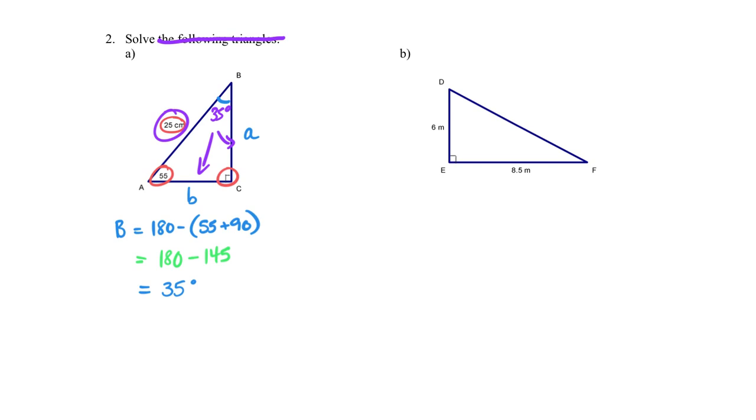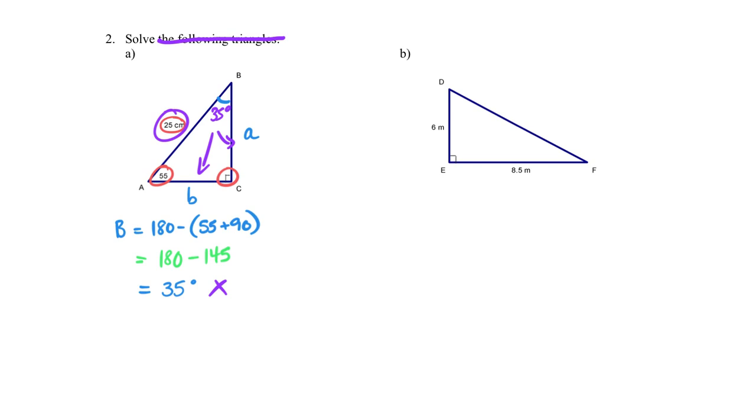I wouldn't do that if I were you, just because it is possible that you made a mistake when you went through and found B. And if you made a mistake and then you use that wrong value, then everything else you find is going to be incorrect. So my advice to you is always use the given information whenever possible.